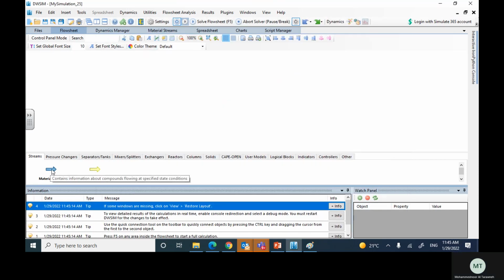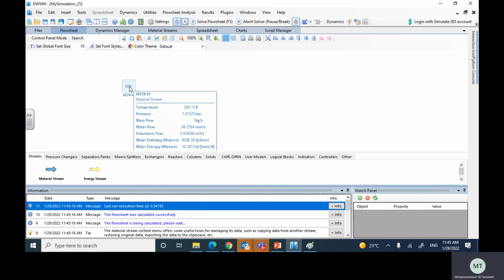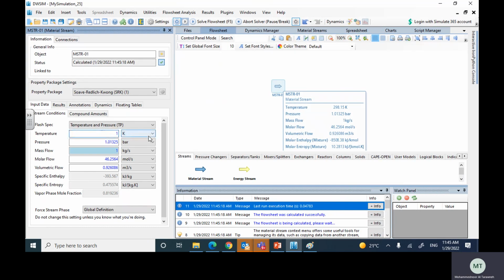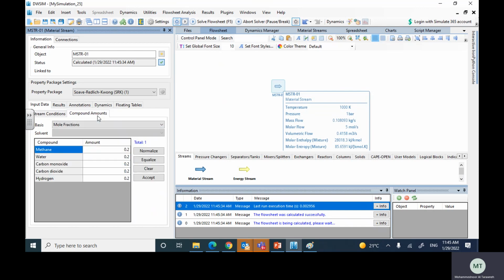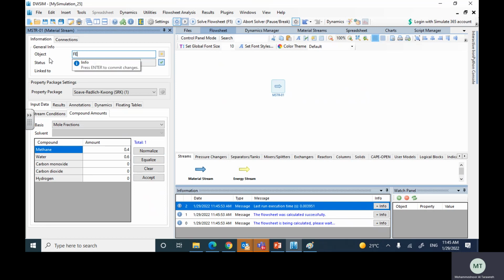So drag a material stream, open it. The temperature was 1000 Kelvin, I think. The pressure is 1 bar. The total molar flow rate was 5 moles because we have 2 moles of methane and 3 moles of water. In the compound amount, we have 2 moles of methane, so this is 2, for water is 3, for the rest are 0. Then click normalize to convert the number of moles into mole fraction. Then click accept. So we have defined our feed material stream.